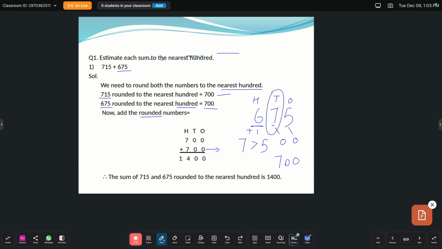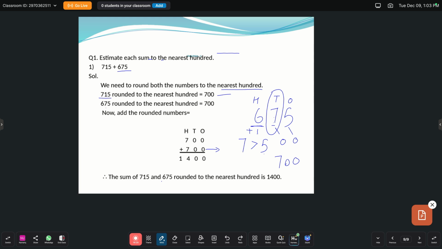Now we have to add the rounded numbers that we have. Okay, so let us write the places. First of all, we have ones place, tens place, and hundreds place. And we will write 0 at ones place, again 0 at tens place, and 7 at hundreds place. Now the number 675 which we rounded to the nearest 100 is 700, so again we write 700 here under their particular places.